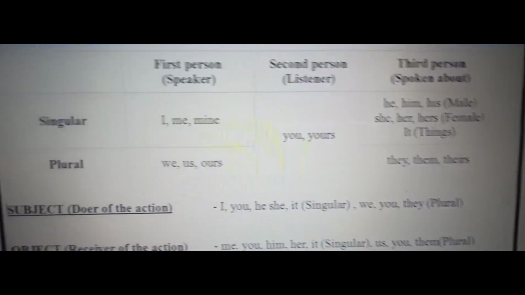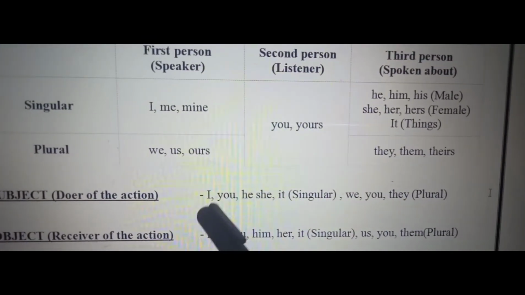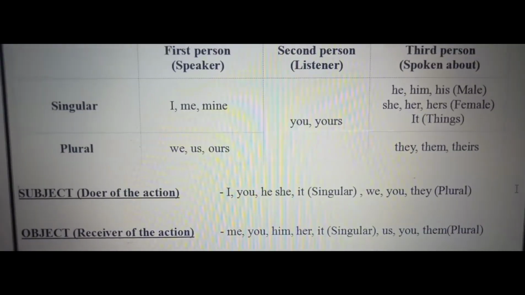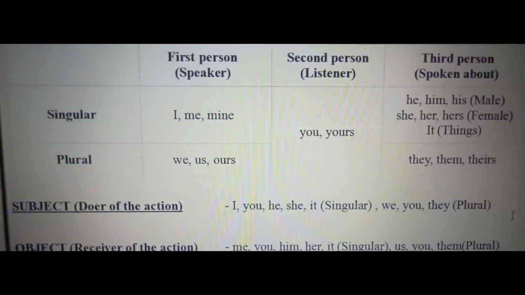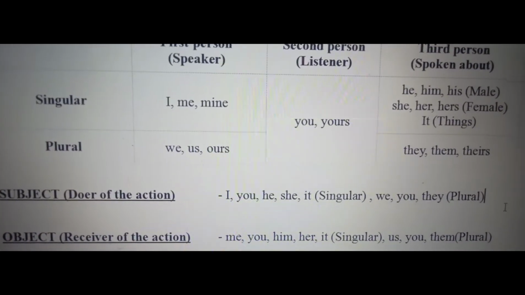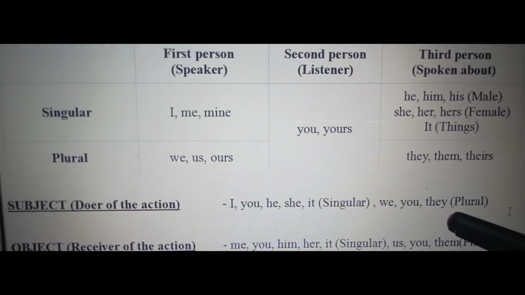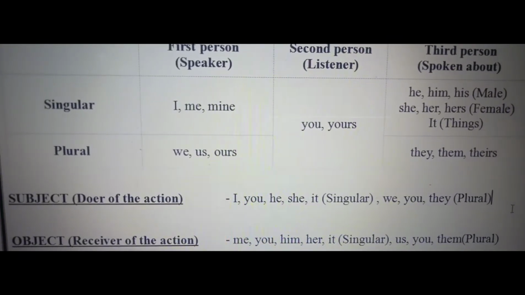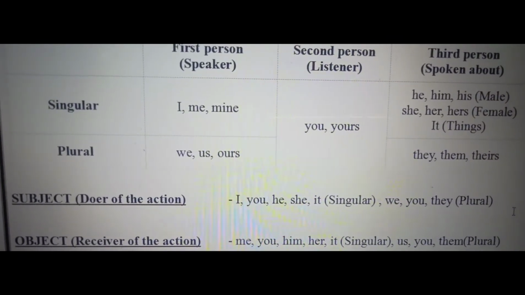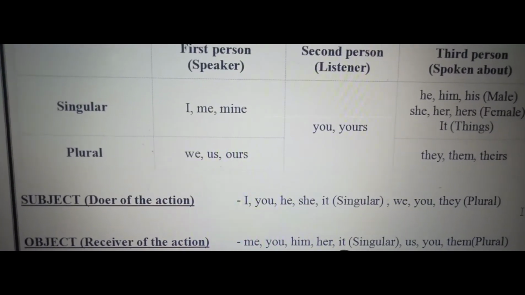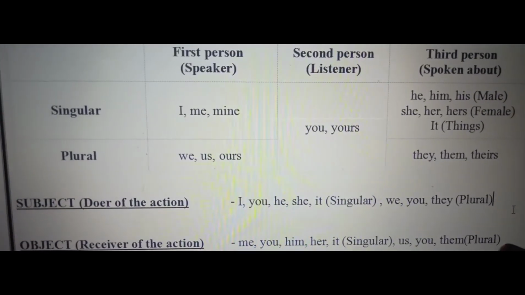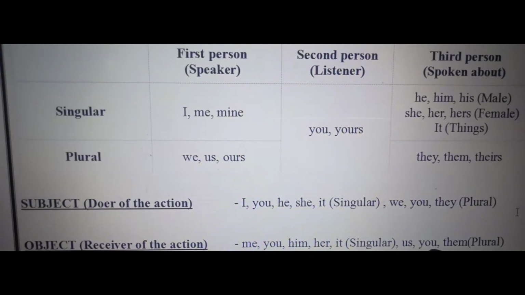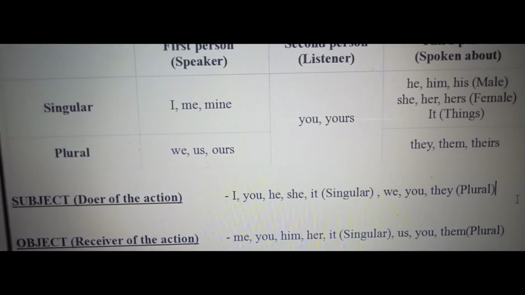The pronouns which are used for the subject are I, you, he, she, it in singular. In case of plural in subject we use the pronouns we, you and they. Now in case of object, which comes in a sentence after the verb, we use the following pronouns in singular: me, you, him, her, it. And in case of plural, the object pronouns are us, you and them.